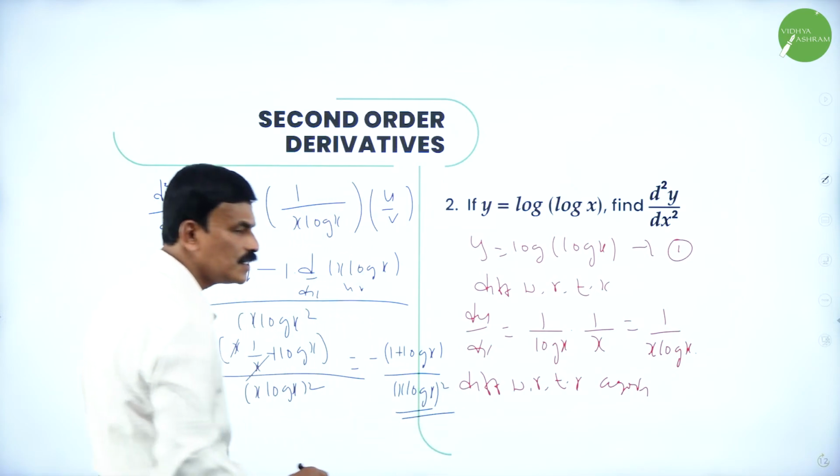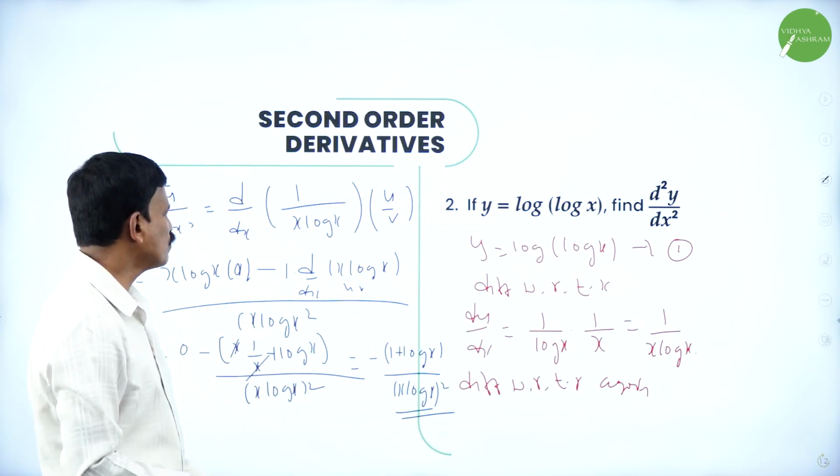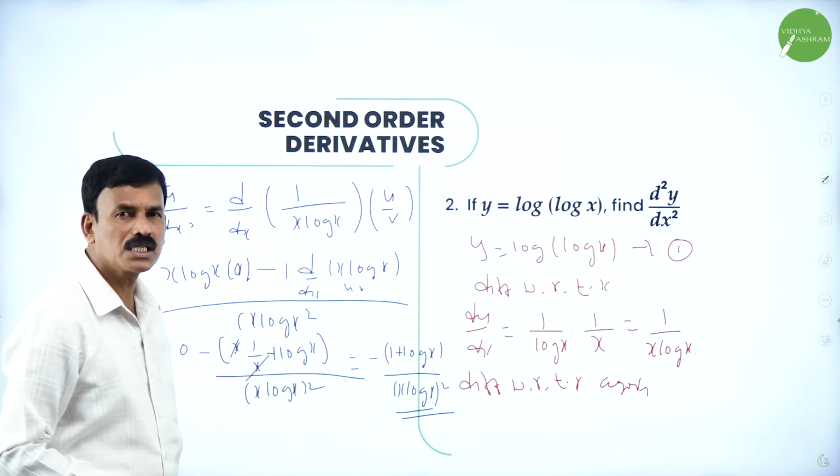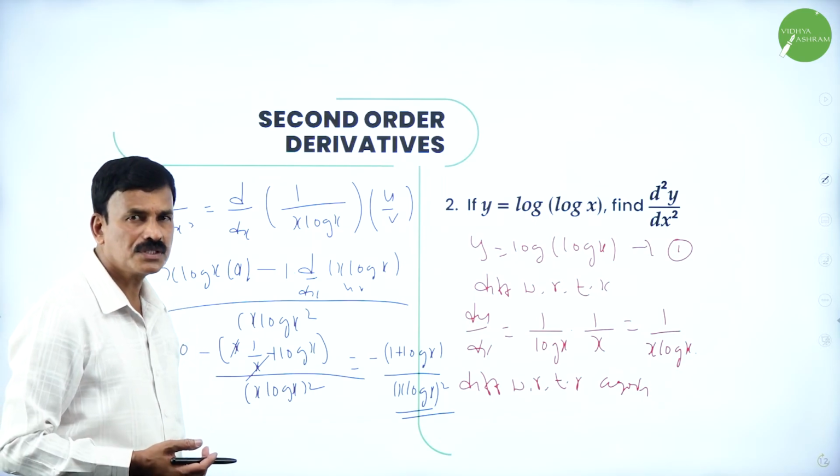So this is the derivative. Minus (1 plus log x) divided by (x log x) whole square is the derivative of the function. That's it.